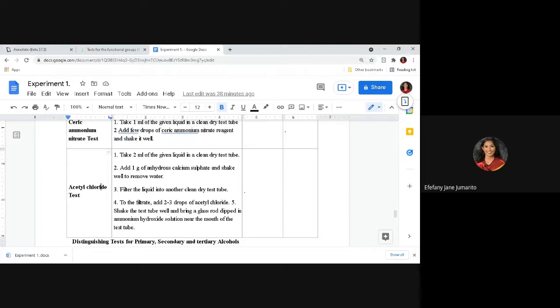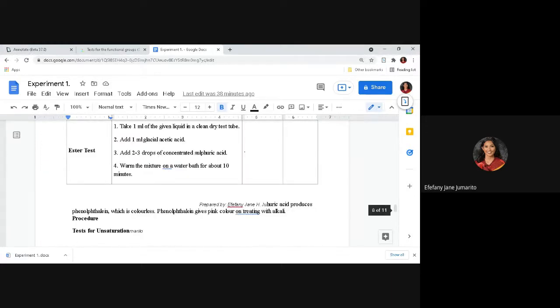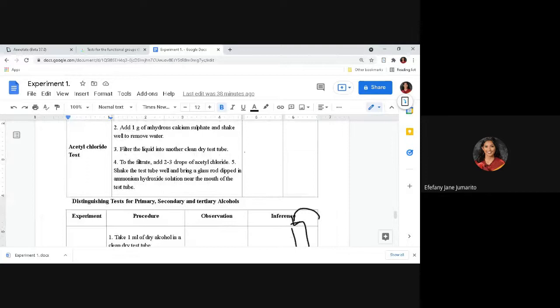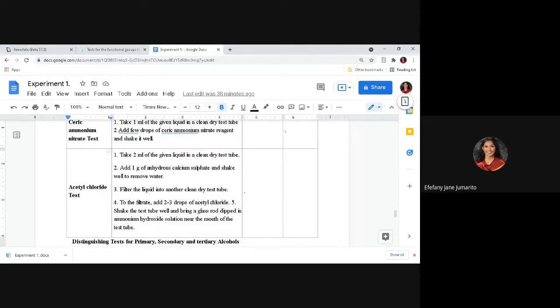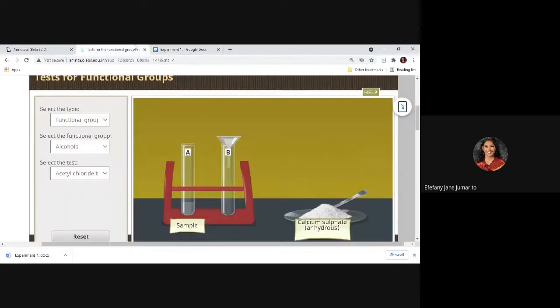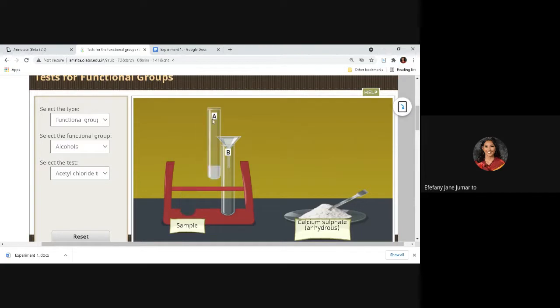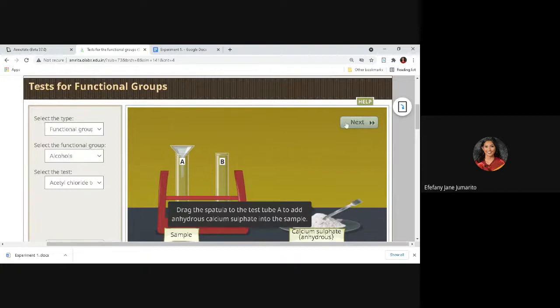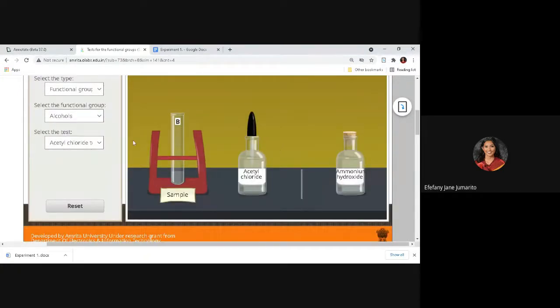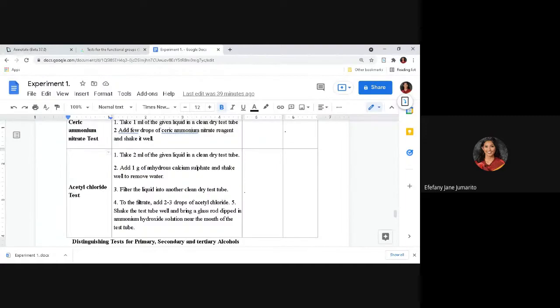Okay, so again, like our ester test, we are going to add 1 gram of anhydrous calcium sulfate. Okay, so let's pour. Okay, and then we are going to shake. And then after that, we will filter.